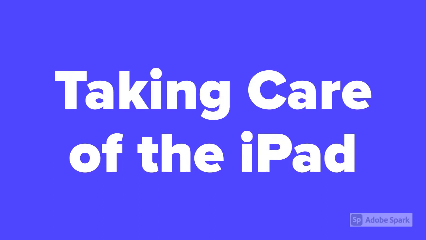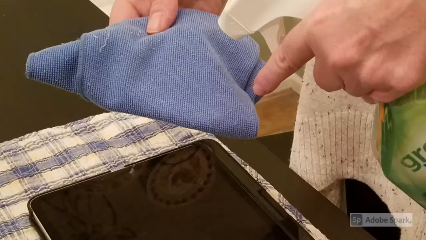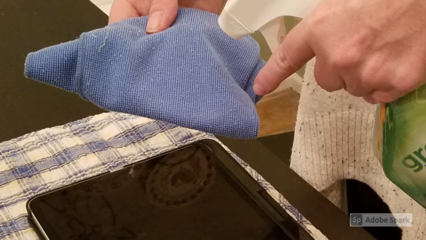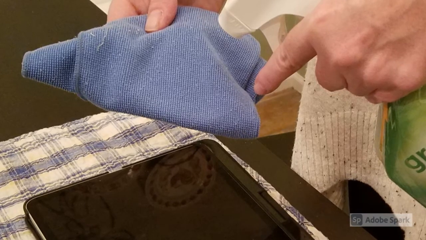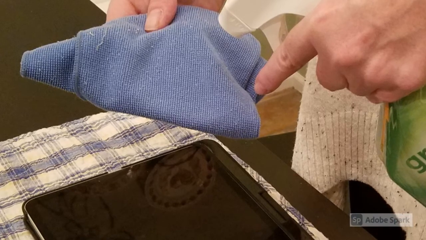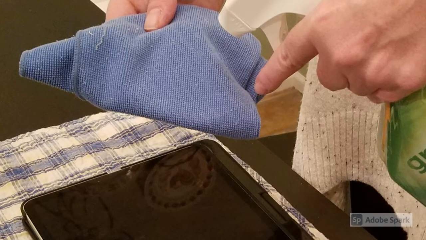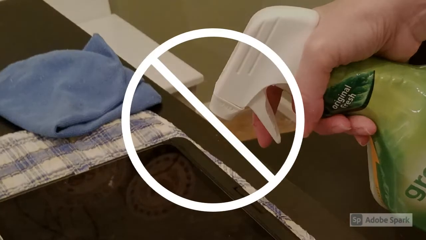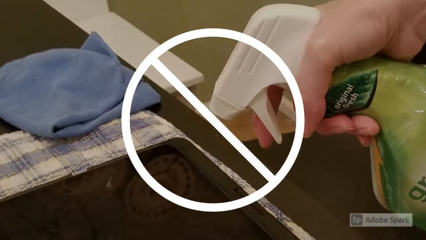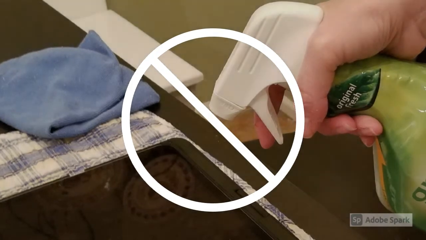Now let's learn how to take care of the iPad. If the iPad is being used as often as it should, it can get a bit dirty. To clean, spray a small amount of mild cleaner onto a soft cloth and wipe the screen. Remember not to soak the cloth. Water and the iPad do not mix. Do not spray directly onto the screen of the iPad.